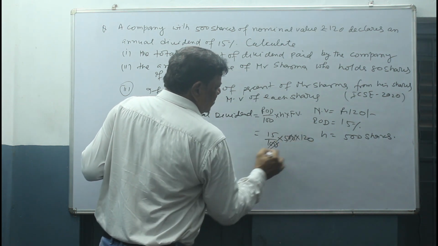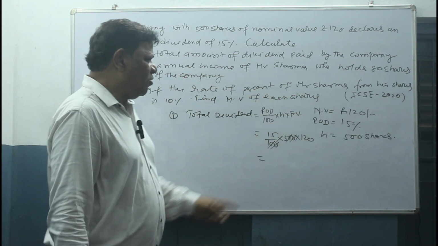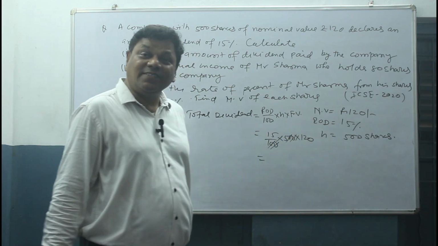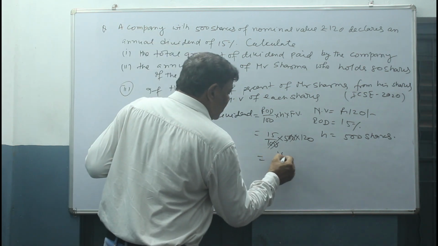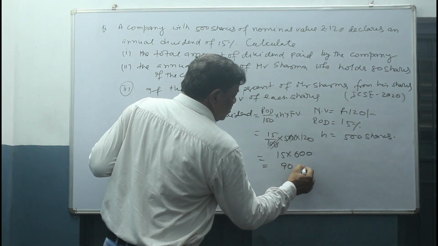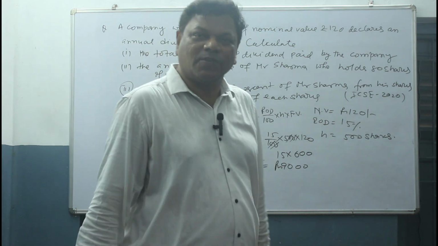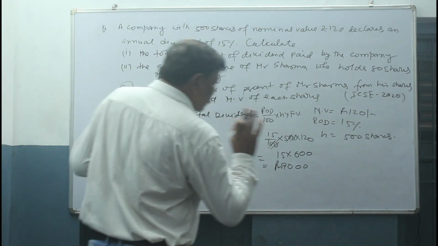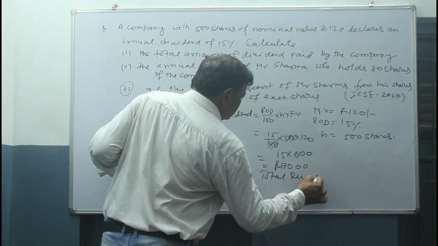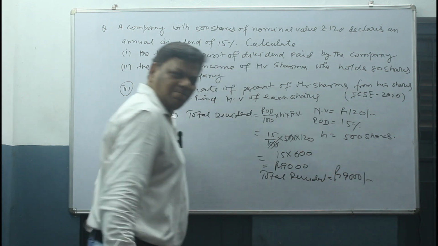The face value is 120. Cancel it. Now multiply these. 15 into 5 is 75, or better multiply this: 12 into 5 is 60, so 600 is there. So 15 into 600, 15 nines are 90, into the 100. So your annual income is 9,000 rupees. Okay, children, your annual income or total dividend is equal to rupees 9,000. I think the first part you are clear.